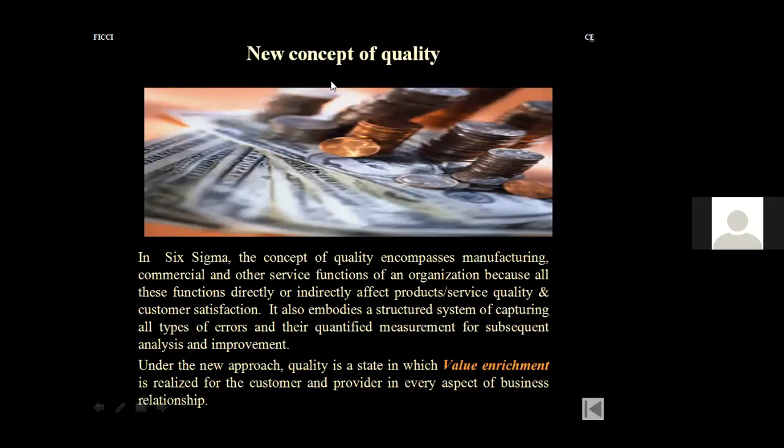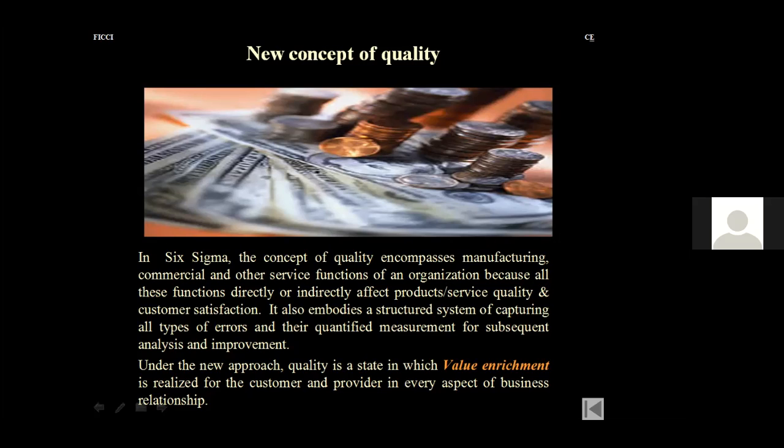So in Six Sigma, earlier we talked about the old concept. Now we are talking of the new concept. In the new concept, we talk of Six Sigma. Six Sigma, the quality not only encompasses the manufacturing sector, it even goes beyond it. It goes into the commercial area. It goes into the service sectors. Even it affects the service quality.